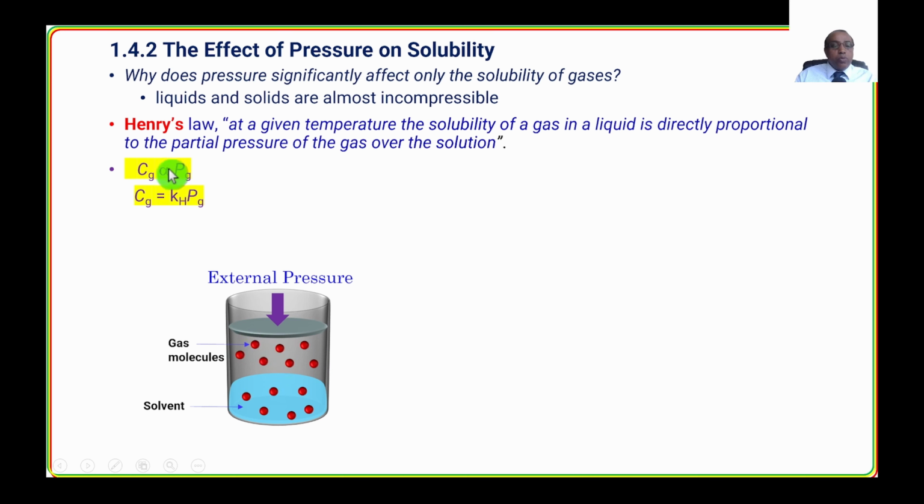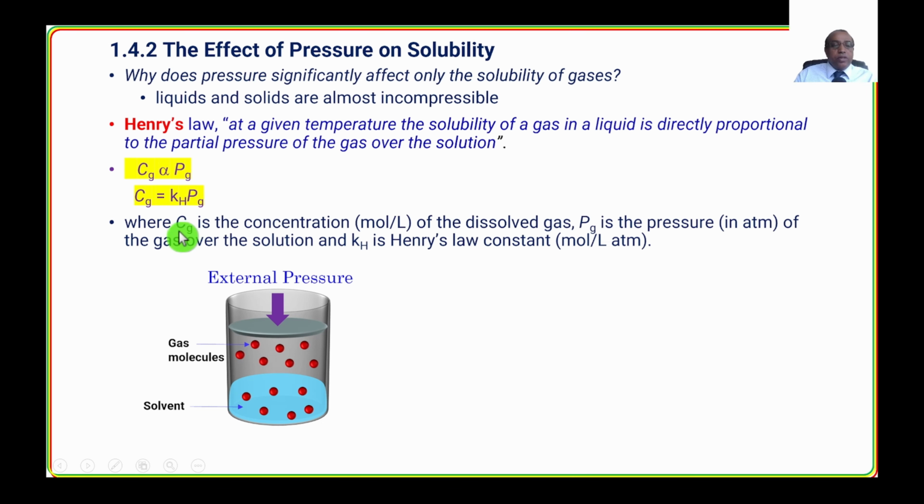If you remove this proportionality by a proportionality constant, it is known as Henry's constant, Kh. So in that case, solubility of a gas equals Henry's constant times the partial pressure of the gas: Cg = Kh × Pg. Cg is the concentration, which should be in mole per liter of the dissolved gas. Pg is the partial pressure in atmosphere of the gas over the solution. And Kh is the Henry's law constant. The unit is mole per liter per atmosphere.